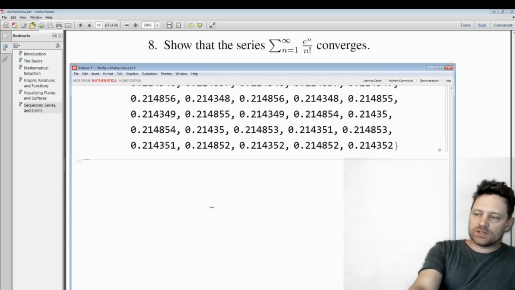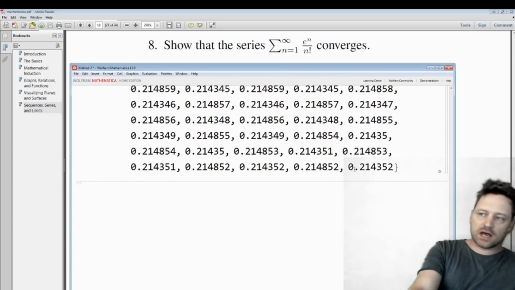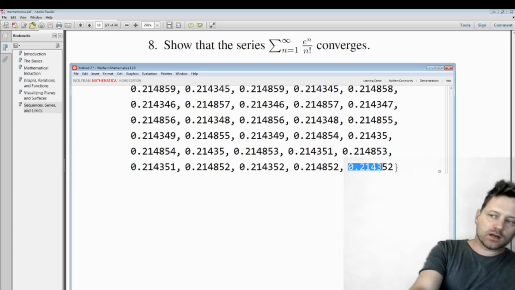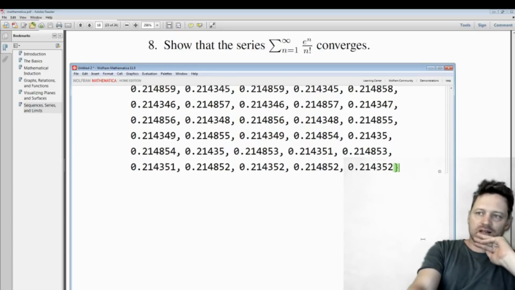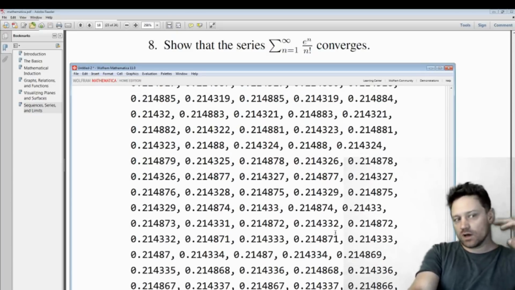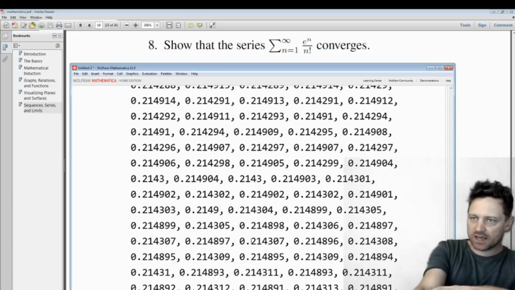All right, 0.214. Now the 1,000th term seems to be 0.214352. All right, however, this fourth decimal place is still different. So these seem to be converging, but not quickly. Okay, now that we've seen that, I'm going to tell you what this series actually is. This is a famous series.